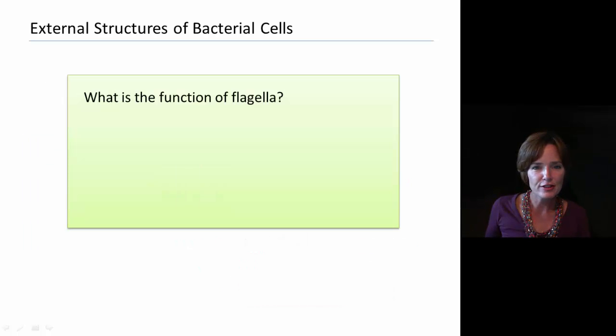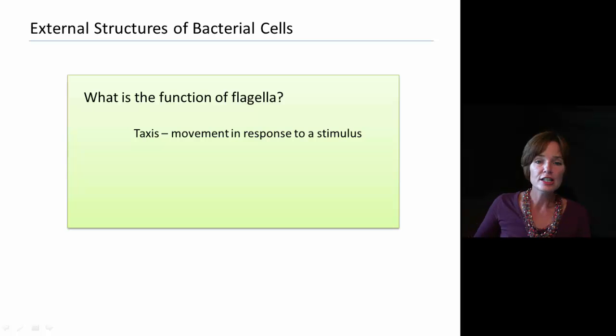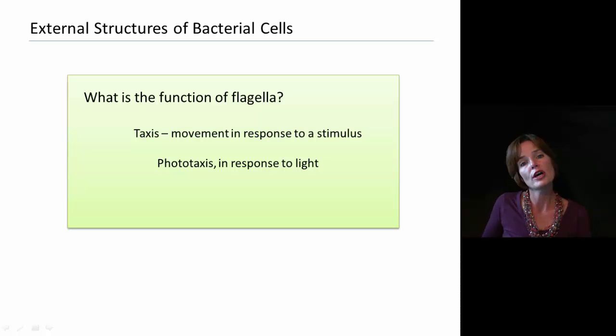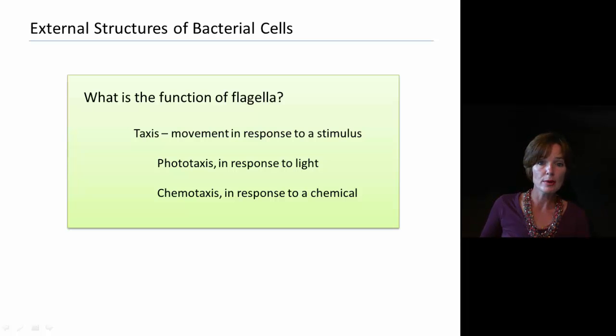So what is the function of the flagella? Well, one of the functions is movement. It is what we call taxis, which is movement in response to some type of stimulus. So they would be wanting to move towards that stimulus or maybe away from that stimulus. And we describe the taxis in different ways depending on what the stimulus happens to be. If it is movement in response to light, whether it's to the light or away from the light, we call it phototaxis. If it is movement in response to a chemical, we call it chemotaxis.